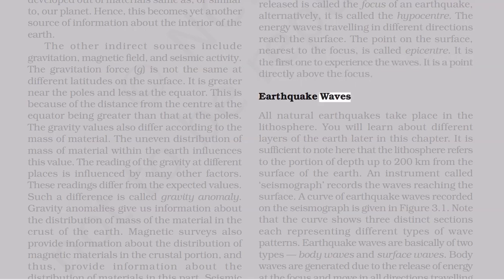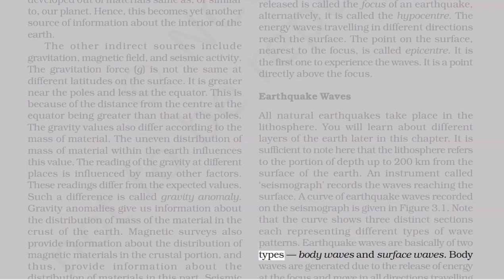Earthquake waves. All natural earthquakes take place in the lithosphere. You will learn about different layers of the Earth later in this chapter. It is sufficient to note here that the lithosphere refers to the portion of depth up to 200 kilometers from the surface of the Earth. An instrument called a seismograph records the waves reaching the surface. A curve of earthquake waves recorded on the seismograph is given in figure 3.1. Note that the curve shows 3 distinct sections, each representing different types of wave patterns.